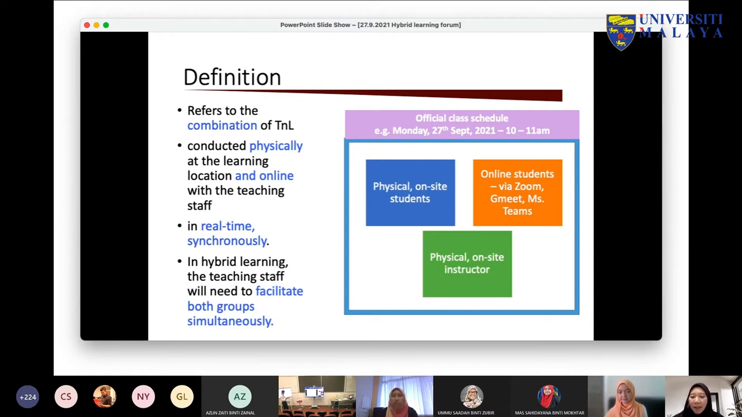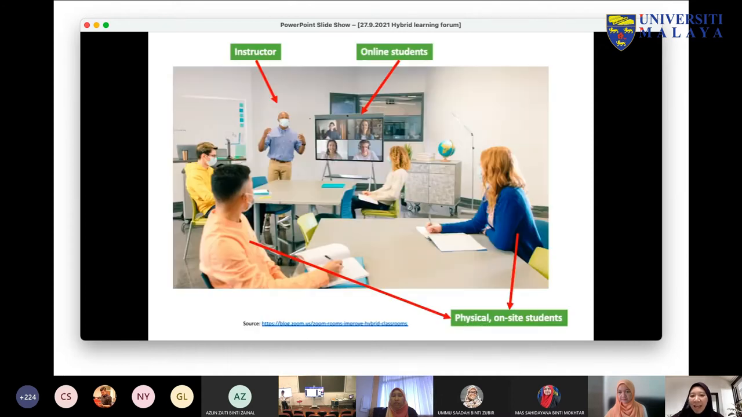If this is not too clear, this is how it is supposed to look in an ideal environment. In one classroom, there will be one instructor, a group of online students who will be joining the class via the online meeting platform, and also physical on-site students. If you look at the physical on-site students, you can see that they are following the SOP. They are wearing masks, they have physical distancing and so on. We'll talk about how hybrid learning will be operated in UM later. But this is the gambaran of how it should look, based on the division that we have.